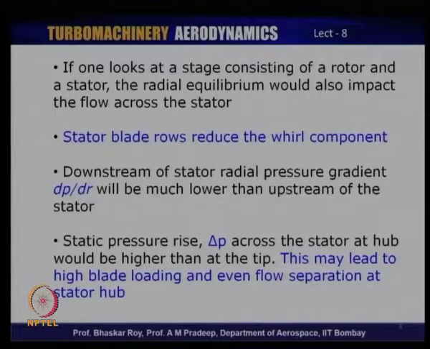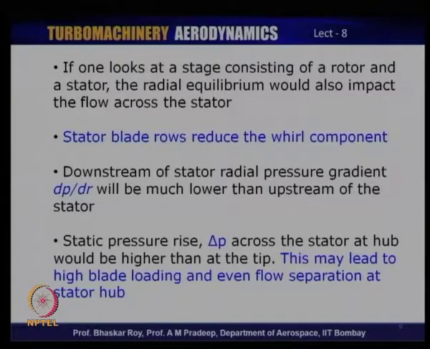Now, if you look at some of the other summary comments that we would like to make, a stage consists of a rotor and a stator. If you have radial equilibrium of forces balance in the rotor, it would impact the flow across the stator. Now, the rotor blade rows, by virtue of the fact that they are doing work, increase the whirl component. The stator blade rows would reduce the whirl component across its own row, across the entire length, that is from the root to the tip of the blade.